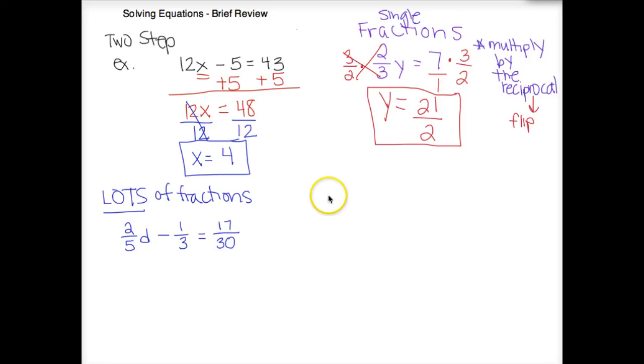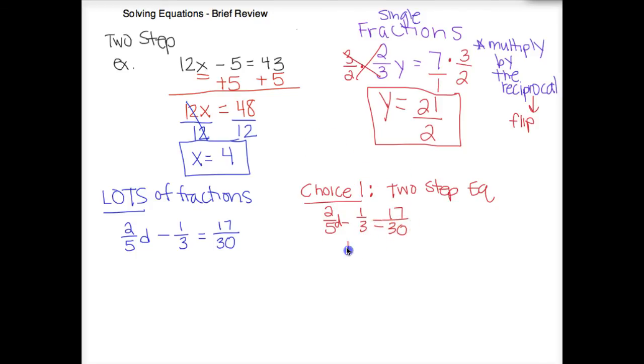I'm going to show you 2 ways to solve this, but there are more than that. So choice 1 is that you treat it just like a two-step equation. So that means that my first step, and I'm going to recopy the, oops, forgot my d, 2/5 d minus 1/3 equals 17/30.